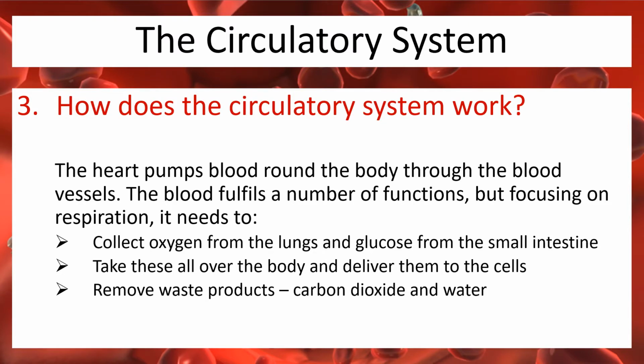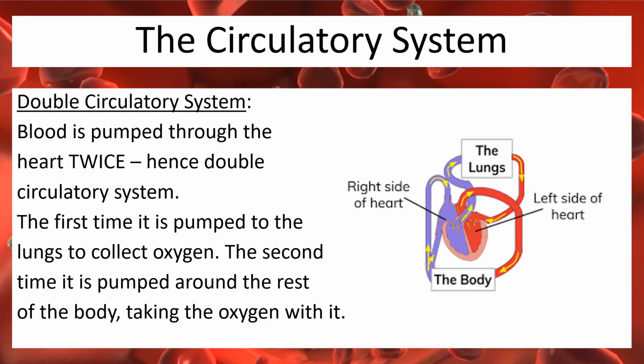So now we know what the circulatory system is made of and what its purpose is. How does it actually work? On a very simple level, we know the heart pumps blood around the body and it goes through the blood vessels, and the blood fulfills a number of functions, many of which we meet in other units. But if we just focus on respiration for the moment, then it has to collect oxygen from the lungs and glucose from the small intestine. It needs to take them all over the body to wherever cells need them. And then it also needs to remove waste products. At the moment, we're just focusing on carbon dioxide and water as the waste products of respiration.